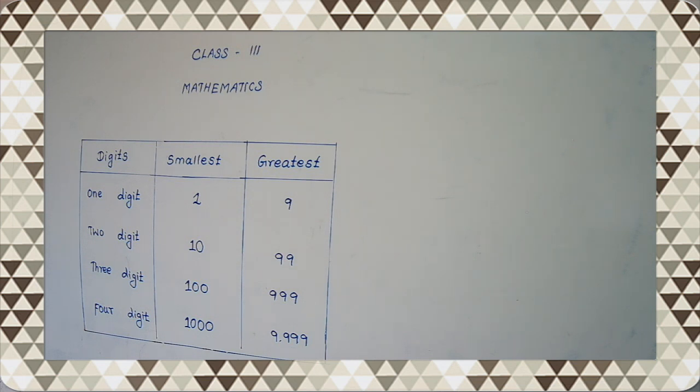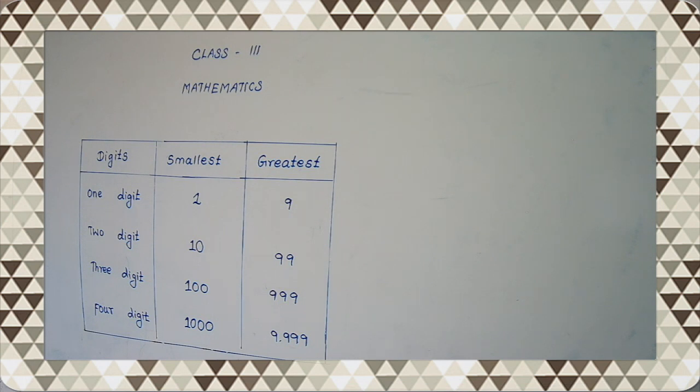First box is digits. Okay, how many digit is that? 1 digit, 2 digit, 3 digit and 4 digit. The smallest 1 digit number is 1. The greatest 1 digit number is 9. Okay, the second one 2 digit. The smallest 2 digit number is 10. The greatest 2 digit number is 99.